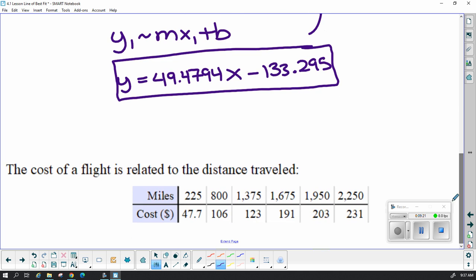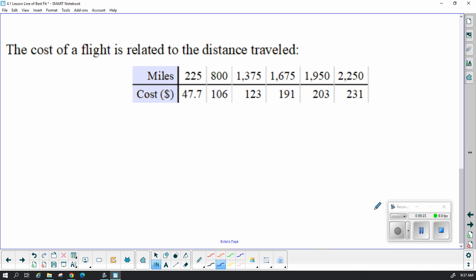So I have one more to practice. I want you to pause this, put this into a table. Again, clear everything out so you can start fresh. And I'd like you to try and get the line of best fit, the equation of the line of best fit on your own, and then press play and check to see if we got the same thing.